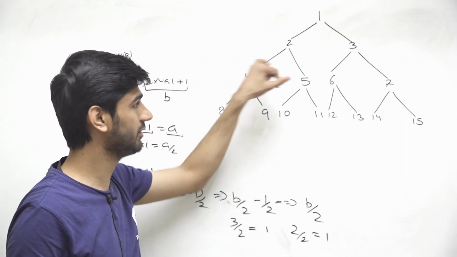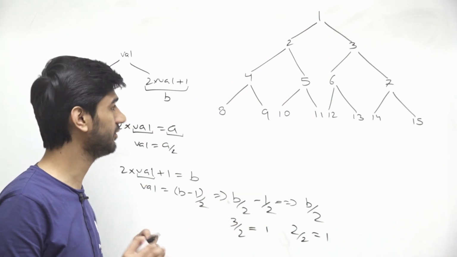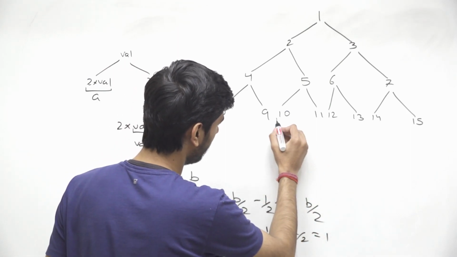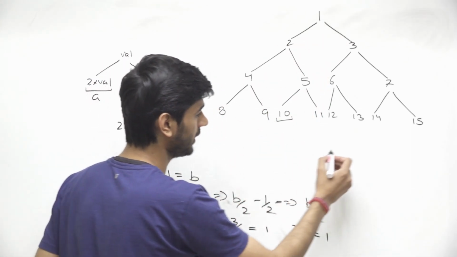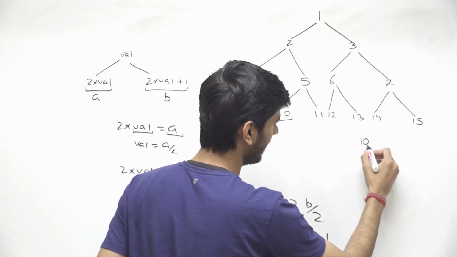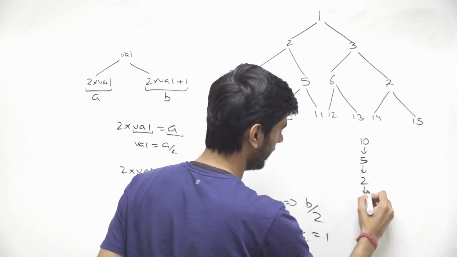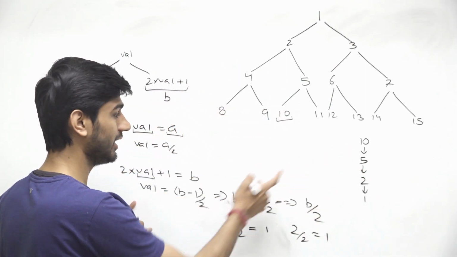So in both the cases, dividing by 2, we are getting the same value, because we are considering integer divisions only, okay? So now we can say that if you want to move from a particular value to the parent of it, then we can simply divide it by 2. So if we divide 10 by 2, then we will get 5, and if we divide 5 by 2, then we'll get 2, and if we divide 2 by 2, then we'll get 1. So these are the ancestors of 10 that we are interested in.